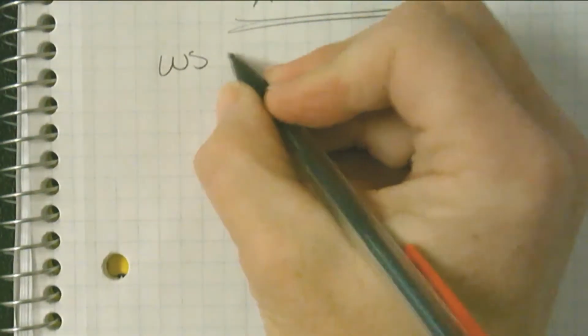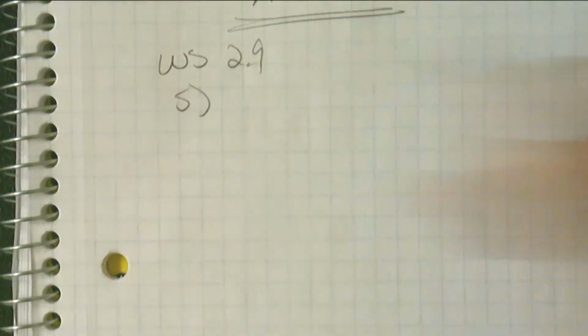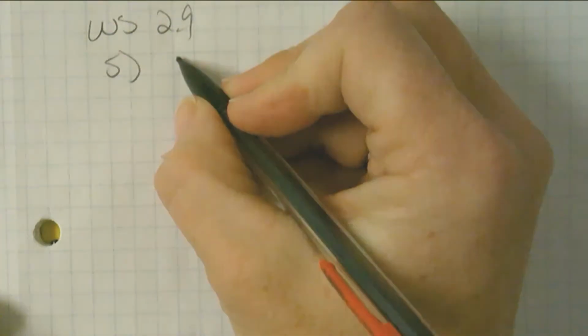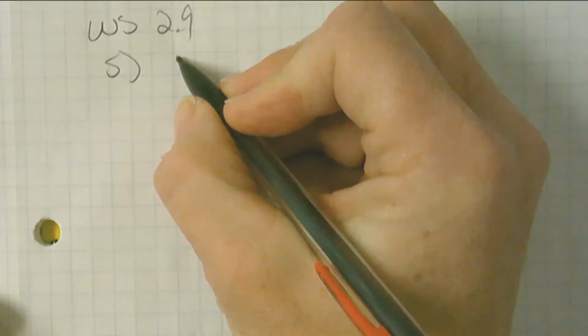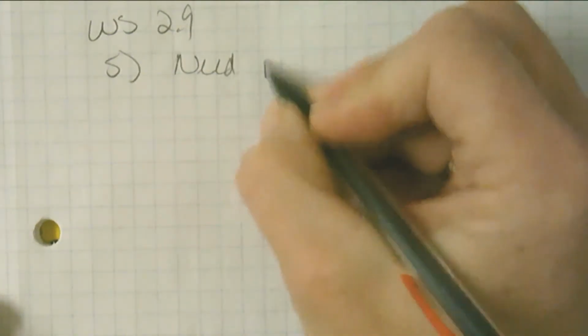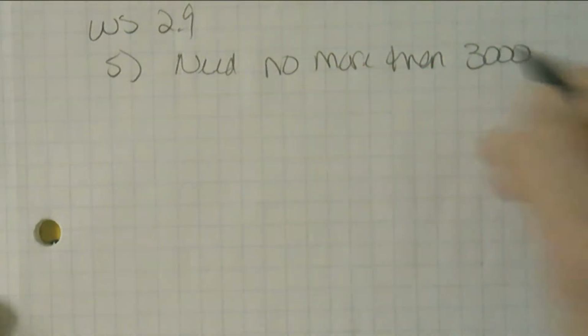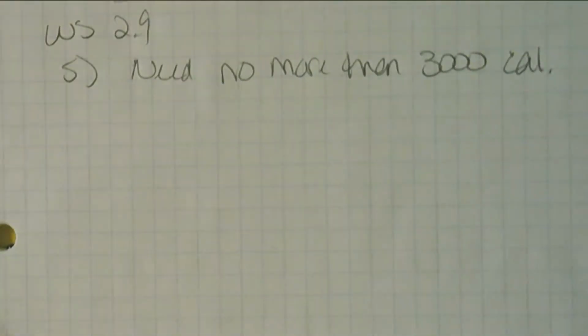Okay, so worksheet 2.9, number 5. Number 5 said you need no more than 3,000 calories a day. All of you are looking at your number 5, please. You're making notes as you need to. If you didn't do your homework, you're still taking notes on this. You need no more than 3,000 calories.